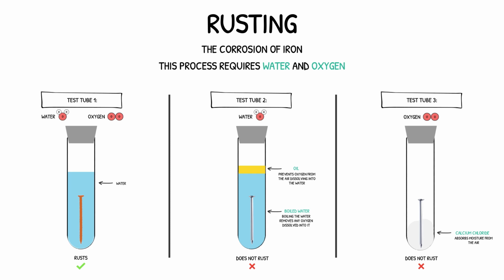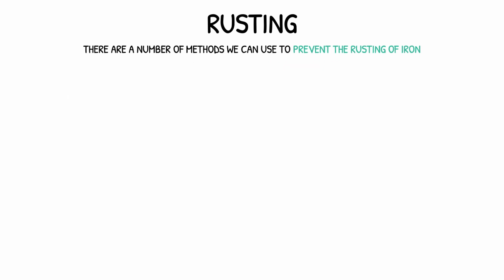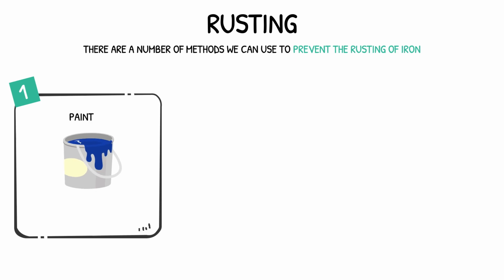Despite these findings, it is almost impossible to avoid the rusting process of iron, and so a number of methods are used to slow the process. The first of these methods is to paint the iron metal. The paint provides a layer that acts as a barrier, preventing oxygen and water contacting the surface of the metal, and thus preventing the iron from rusting.